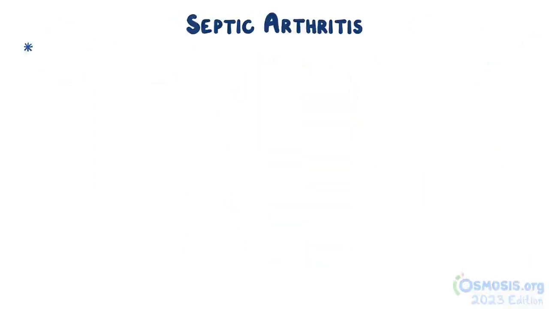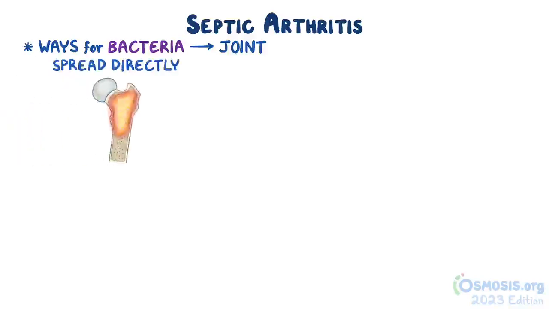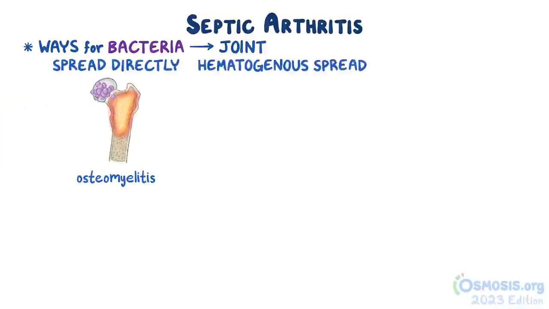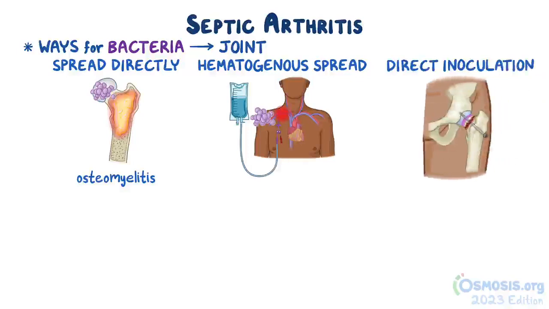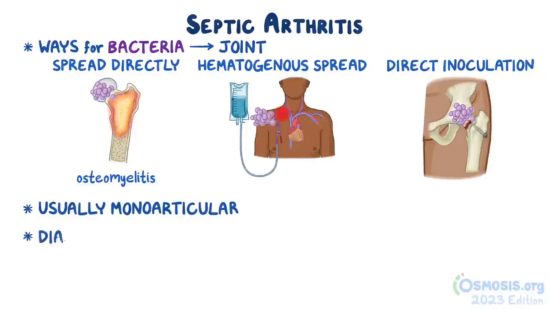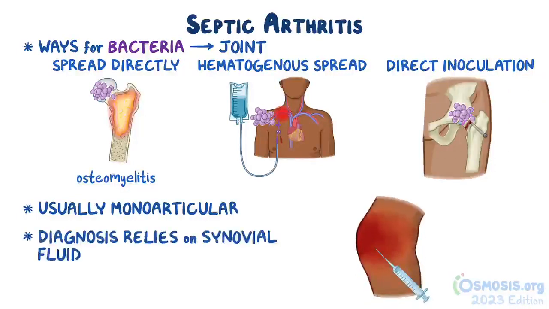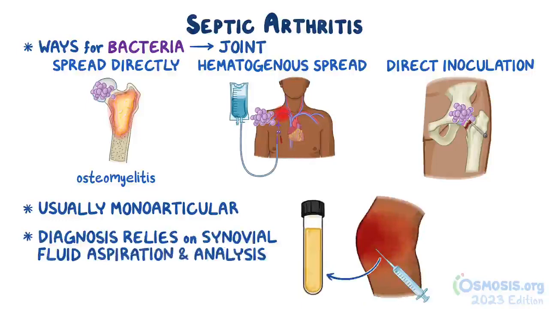Now, there are various ways for a bacteria to get into a joint. For example, it can spread directly from an infection in the adjacent bone, such as osteomyelitis. It can also reach the joint through hematogenous spread from a distant infectious site in the body, or by direct inoculation, which can occur as a complication of orthopedic surgery. Septic arthritis is usually monoarticular, affecting one large joint, and the diagnosis typically relies on synovial fluid aspiration and analysis.